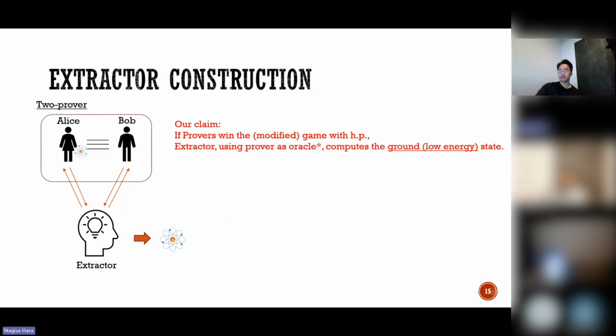So again, our goal for this extraction is that we want to prove this process has a proof of knowledge, meaning that if the prover wins this game with high probability, the extractor, using the prover, can compute the ground state efficiently. By showing this, we say that if the prover is accepted with some probability, then the prover must have possessed the right witness, which is proof of knowledge.